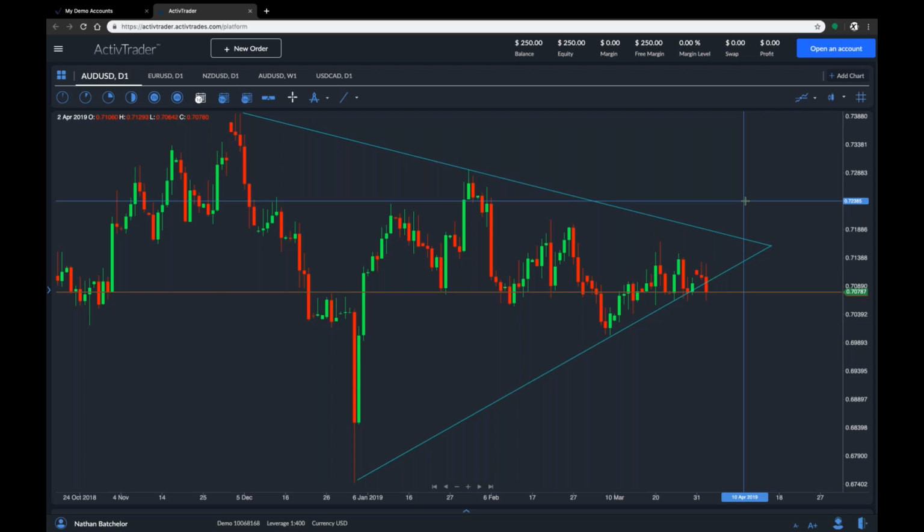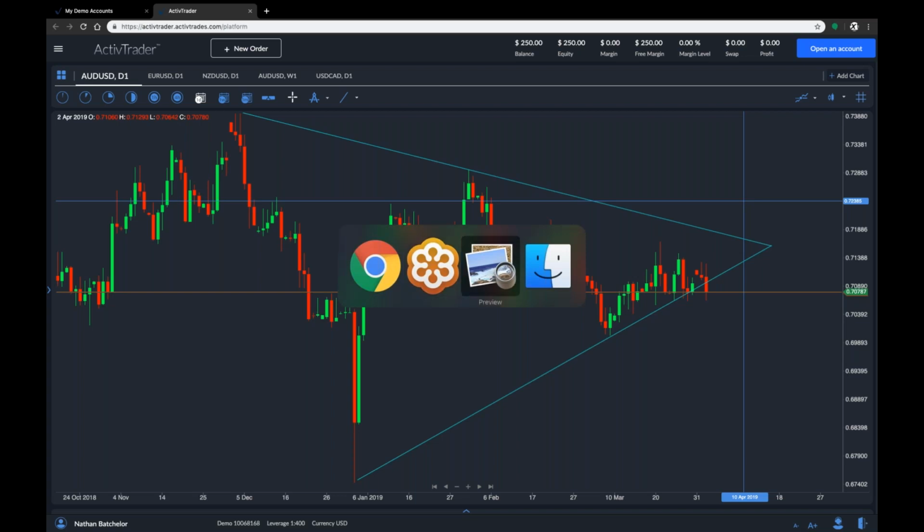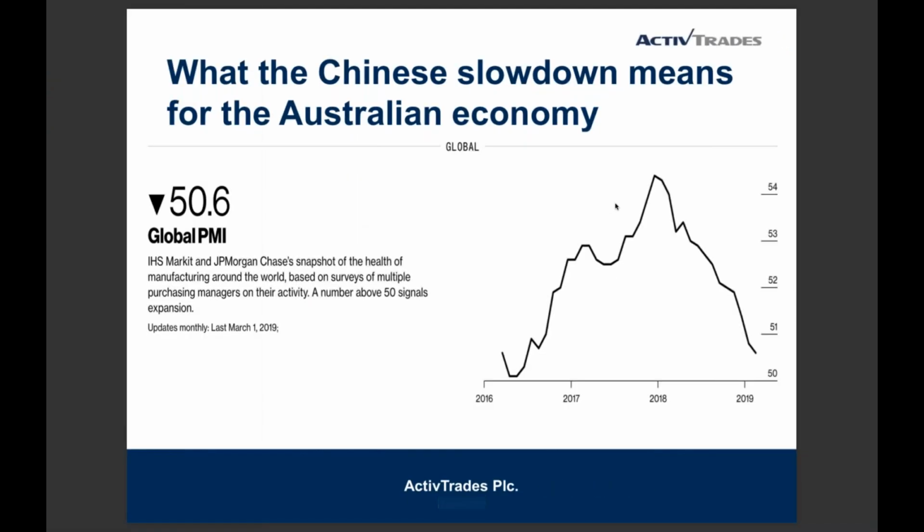Great. All right, let's go back to the slides. So the next slide is here, what the Chinese slowdown means for the Australian economy is the title. I think a bit of backdrop first before we get into the Australian and Chinese economies.